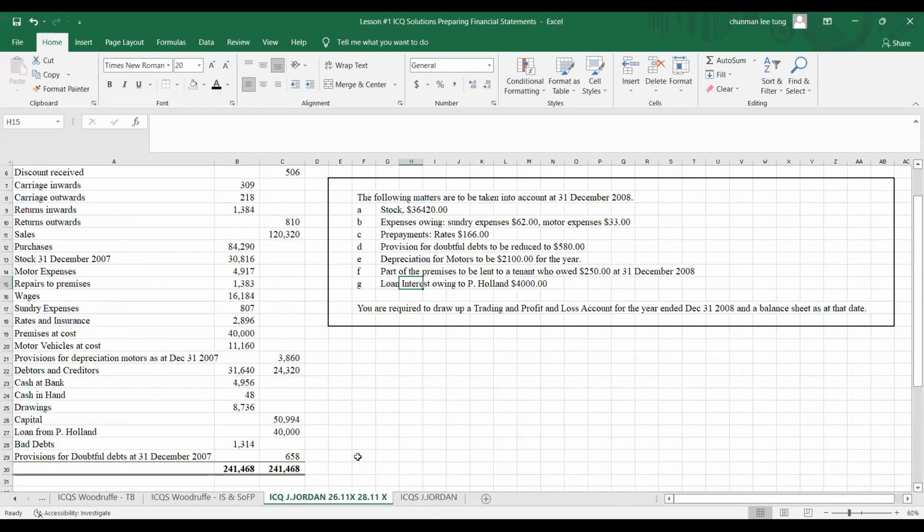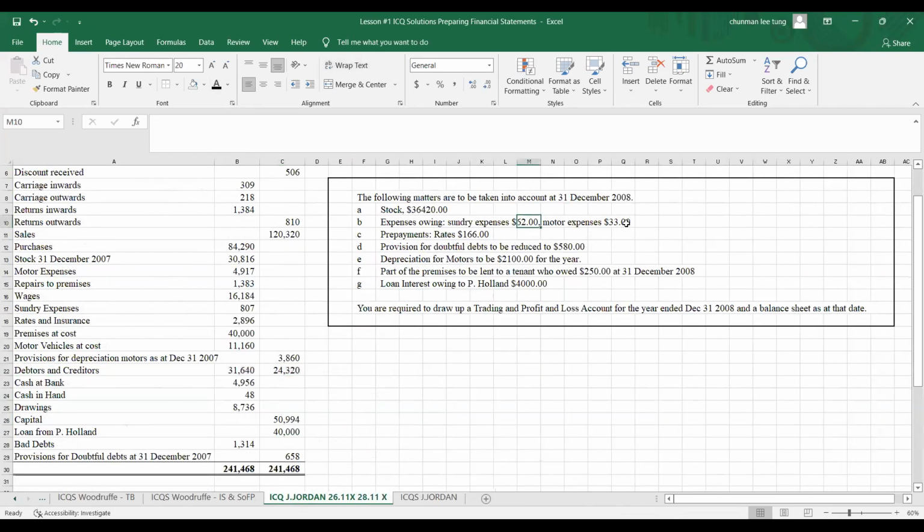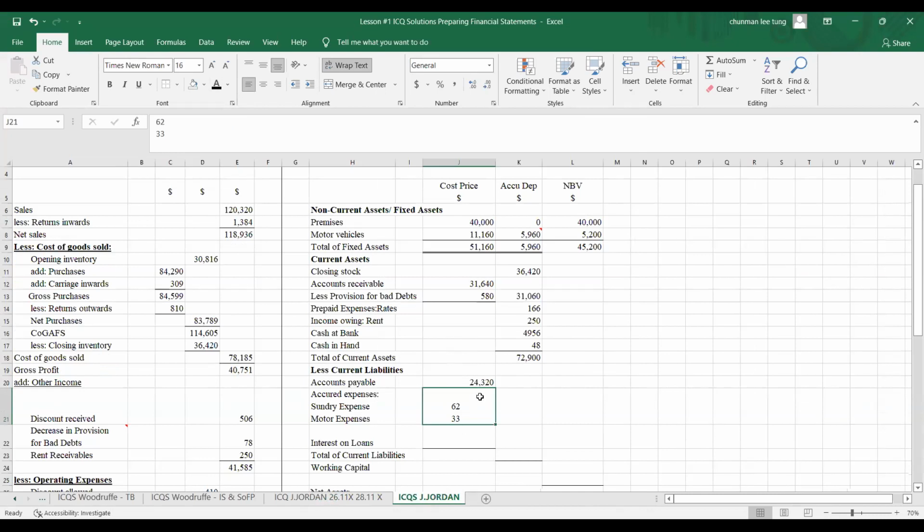Accounts payable, 24,320. Accounts payable is a fancy word for creditors, 24,320. Accrued expenses, we had 62 and 32. Sundry expenses was owing, 62. Motor expenses was owing, 33. So that's our total accrued expenses.